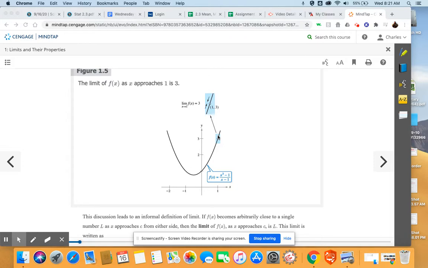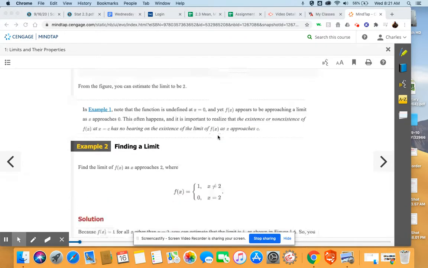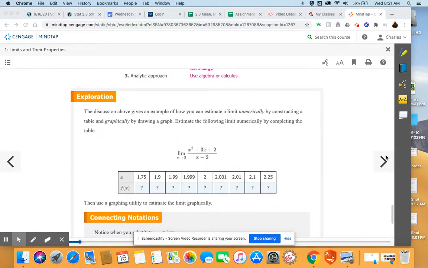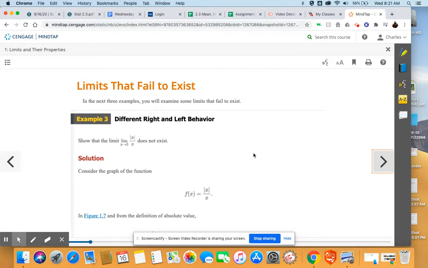Well, that brings up the topic about when does this not work? Okay, and there's some other instructions here. Let's go ahead and click to the right and see if it takes us where I want to go. Here we go. Where do limits fail to exist?